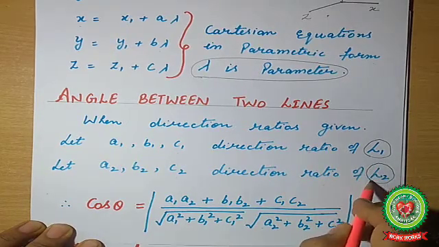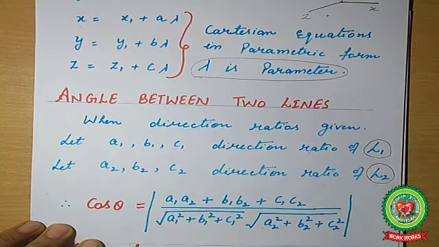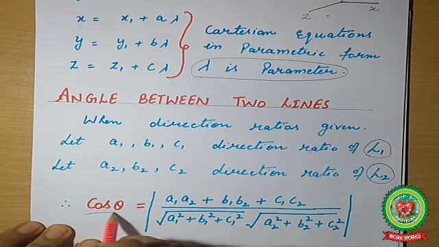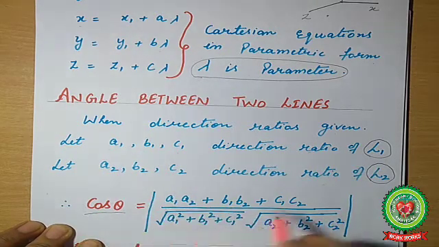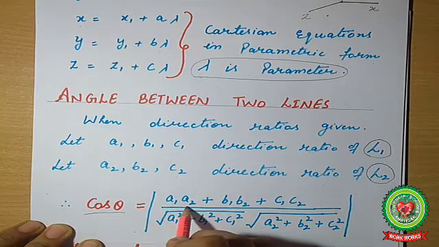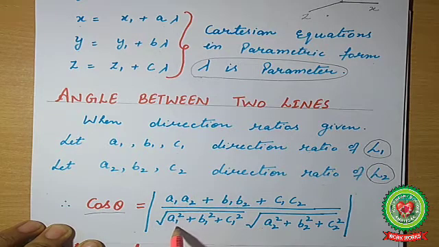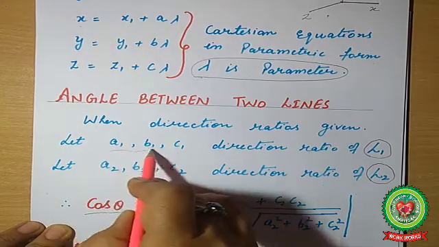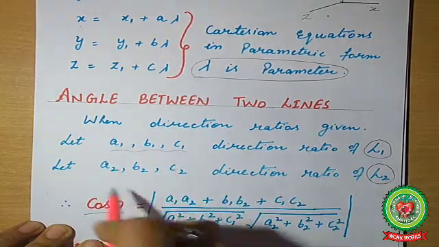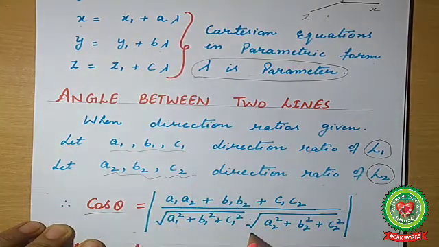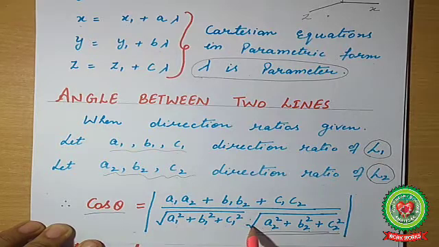As we know, when two lines intersect, the cosine of the angle is given by cos theta equals the modulus, because we always take it as positive, of a1 a2 plus b1 b2 plus c1 c2 divided by the square root of a1 square plus b1 square plus c1 square, the magnitude of the first ratio, multiplied by the magnitude of the second ratio, the square root of a2 square plus b2 square plus c2 square.